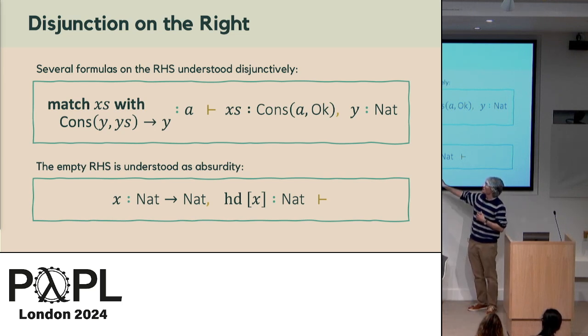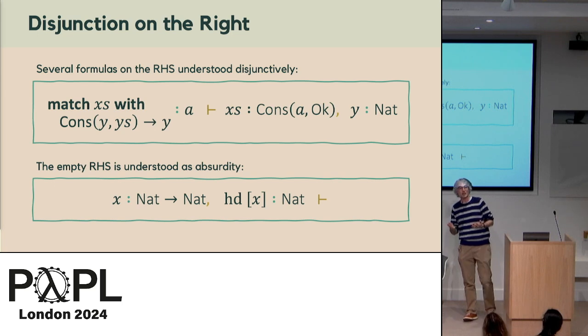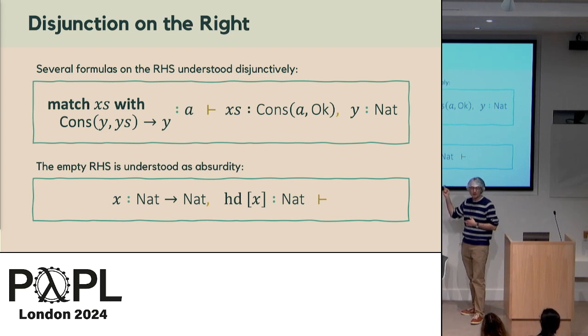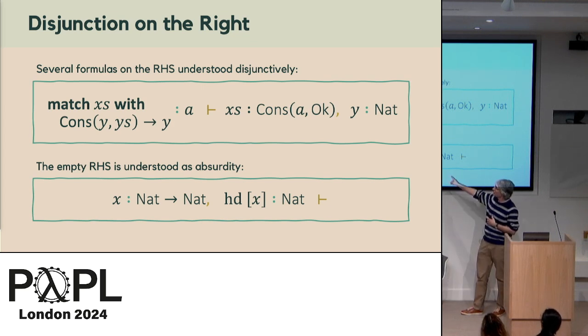Now the most interesting case potentially is when you have an empty right-hand side, zero formulas on the right, because here you understand it as the unit of disjunction, or absurdity. So this is a way to express that some assumptions are inconsistent. It's not possible that simultaneously we have that x is a function from nat to nat, and that if you take the head of the list containing x, then this is a nat.